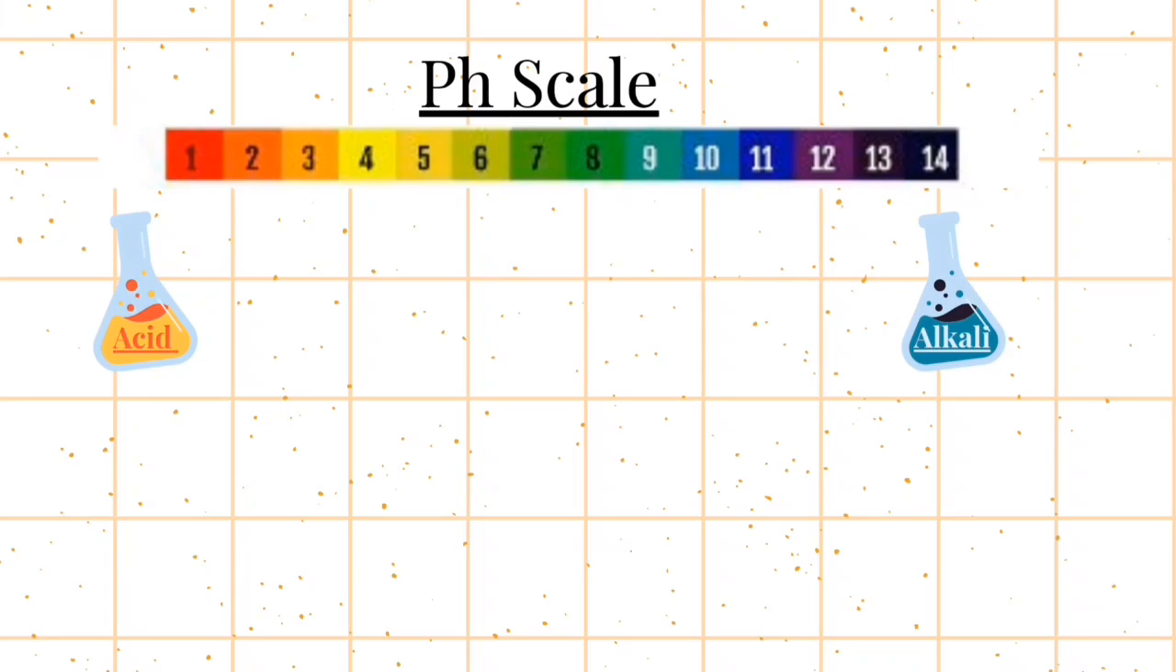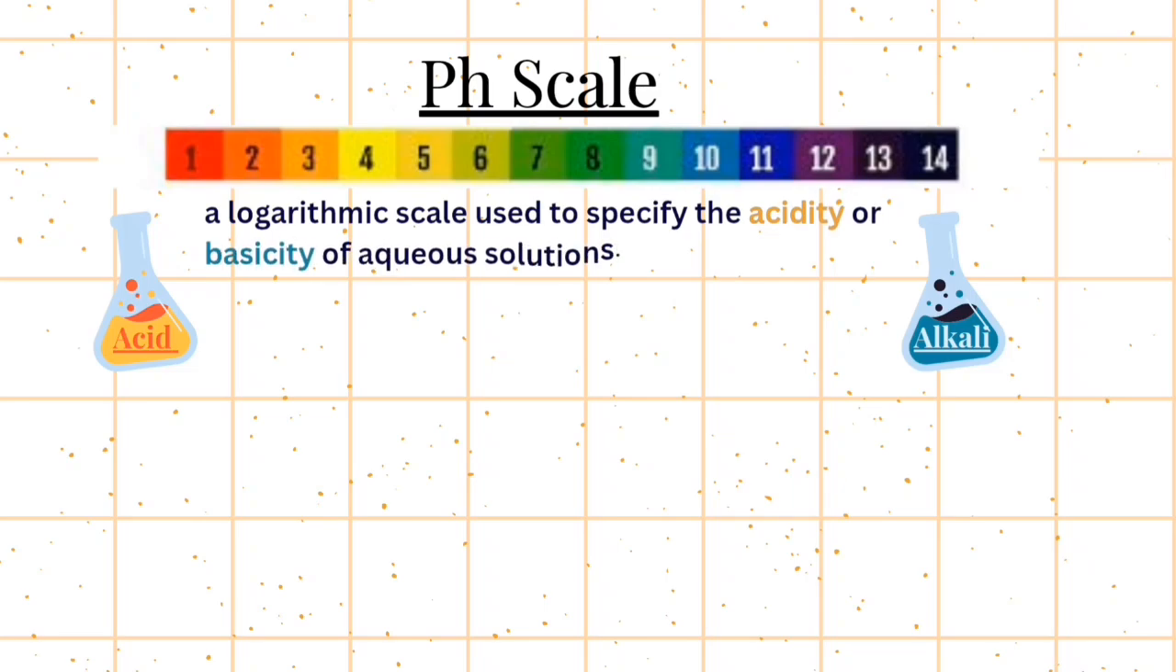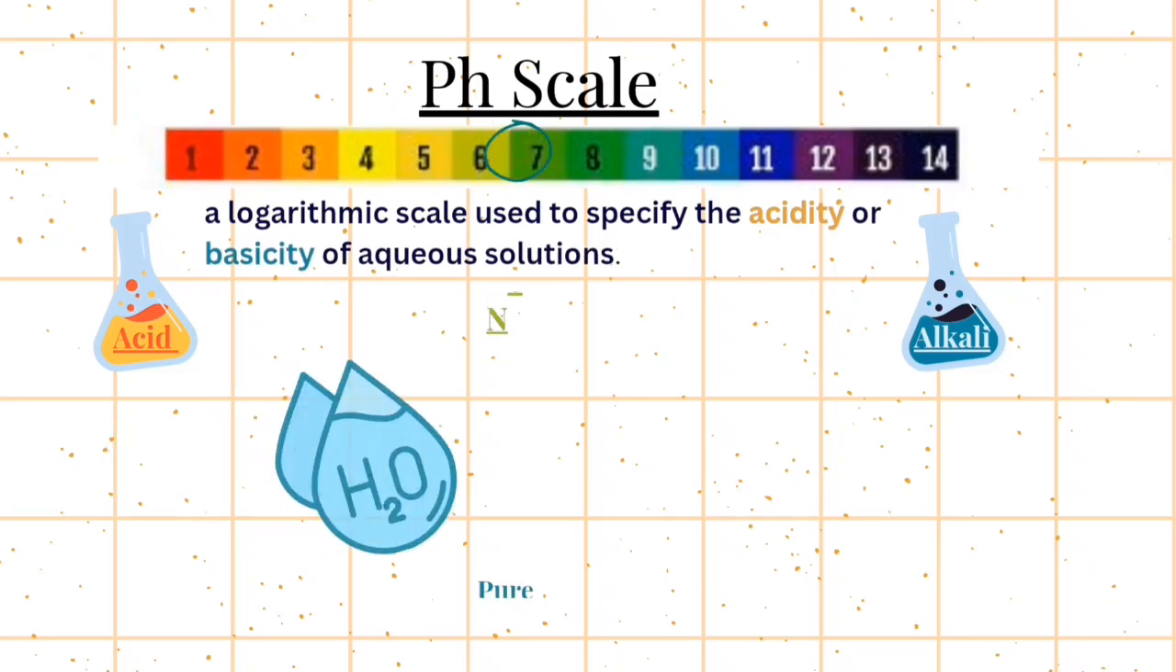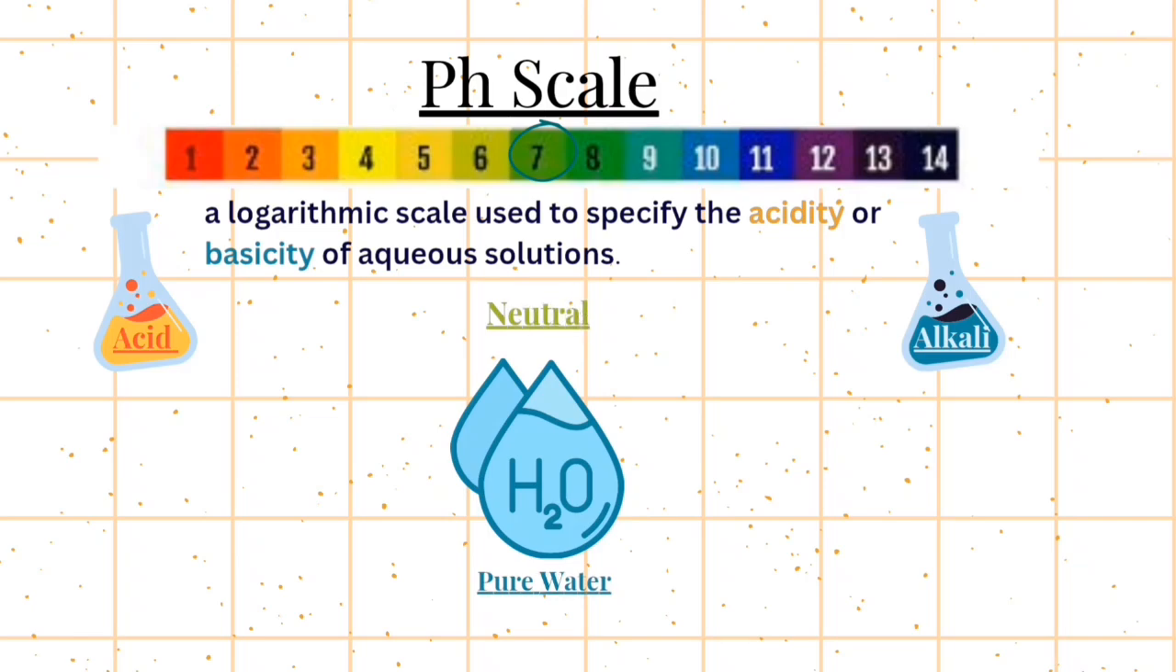So we are going to look at the pH scale and see what acid and alkali are. So pH is a logarithmic scale used to specify the acidity or basicity of aqueous solutions. If the substance is neutral like pure water, then the pH will be 7. To give you some idea of what all of this means, the acidity in your stomach, which helps you to kill the bacteria, has a pH around 2.